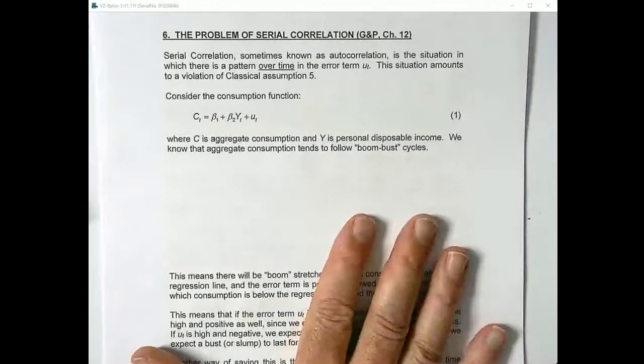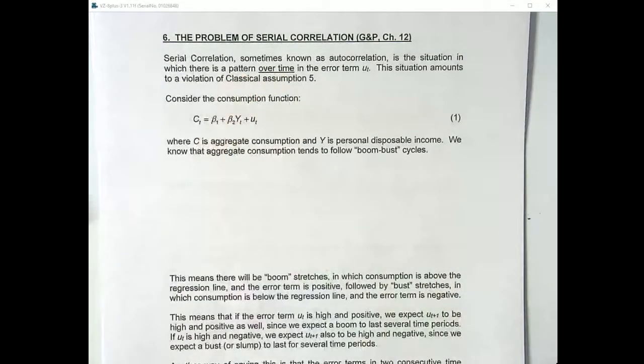We're on page 59 of the lecture notes. Page 59, section 6, the problem of serial correlation. And what we're talking about here is another example of a violation of the classical assumptions. Remember a few lectures ago I told you what the 6 classical assumptions were. These are the assumptions that are necessary for ordinary least squares to be the best linear unbiased estimator. And there were 6 of those assumptions, and each of those assumptions can be violated.